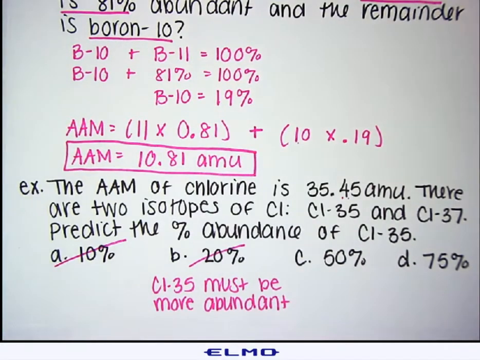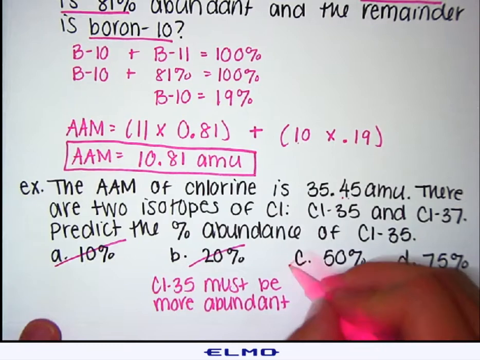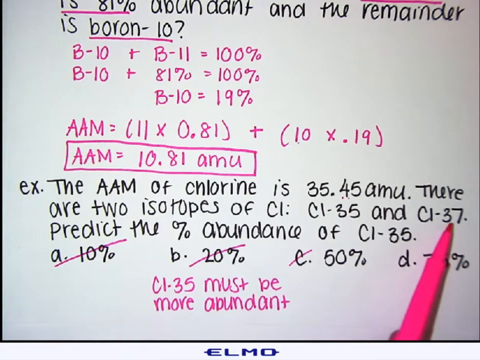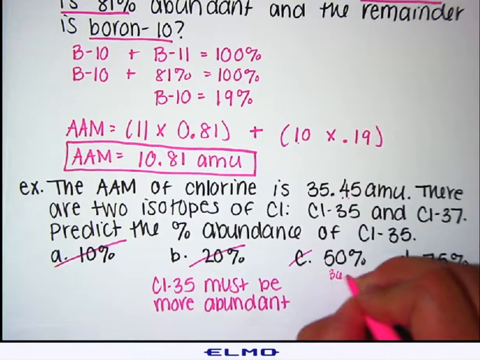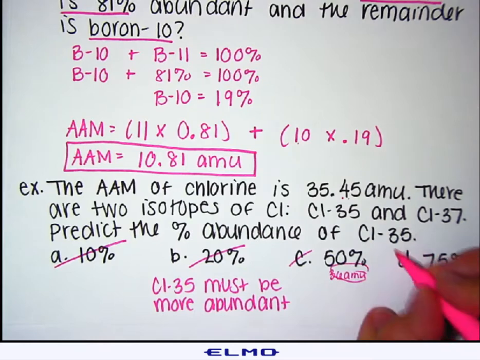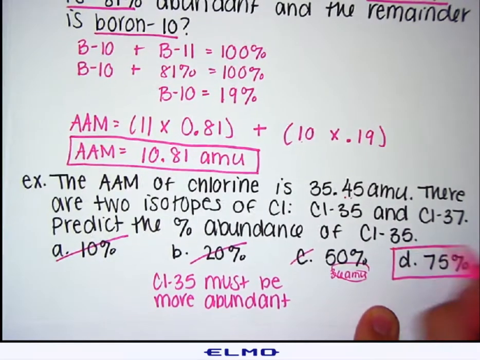So we could really get rid of C also, but I want to talk about 50%. If half my sample was 35 and half my sample had a mass of 37, then the average would be 36 atomic mass units, right? If half of it is 35 and half of it is 37, it's going to average right in the middle. So best answer would be 75%.